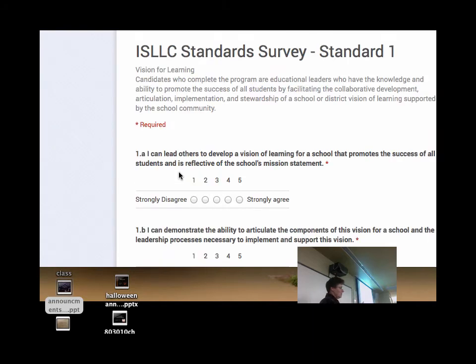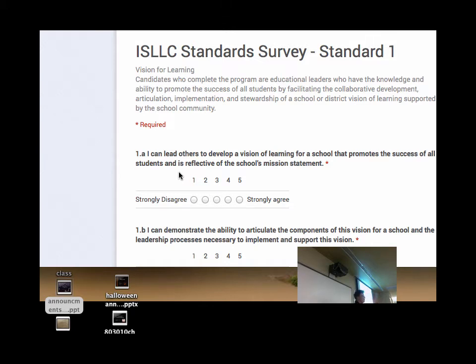Leadership vision, instructional leadership, management, school, family, culture, climate, ethics, and the greater context, the governance and so forth of schools. So this is opening up, and I saw a whole list of surveys. Here's the first one. You are going to answer this based on where you are right now in your mind if you were asked to lead this building tomorrow, or the district or whatever. How well do you feel you're ready to do this right now?